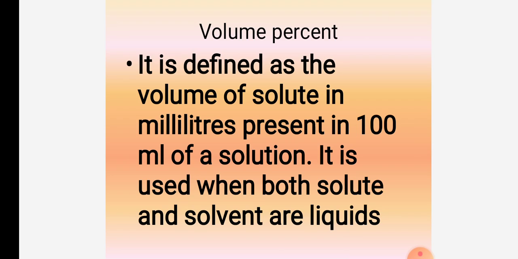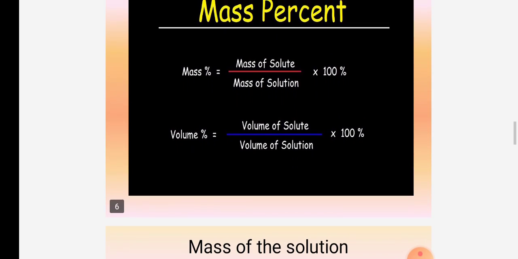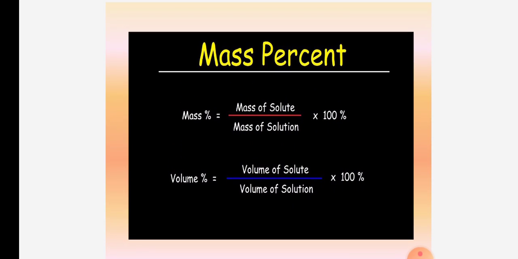It is used when both the solute and solvent are liquids. Okay, so let us see the formula for volume percent. The formula is volume of solute divided by volume of solution, multiplied by 100.